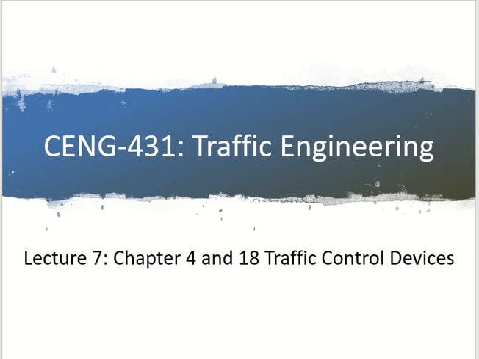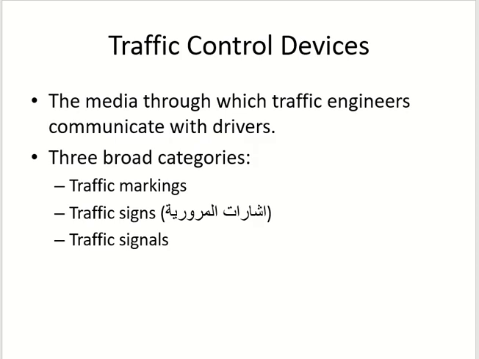The next thing we will start is traffic control devices. It is from chapter 4 and 18 of the textbook. 4 has some basic topics and basic concepts, and 18 has more details about traffic signals. So what is a traffic control device? It's the object through which you communicate with the driver.